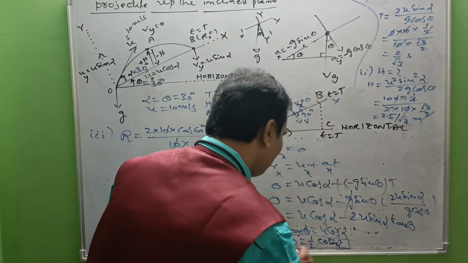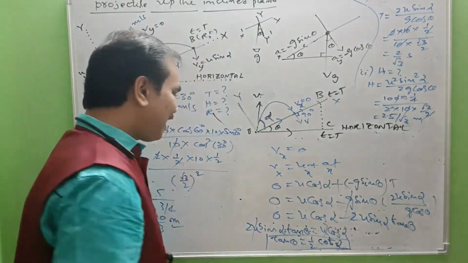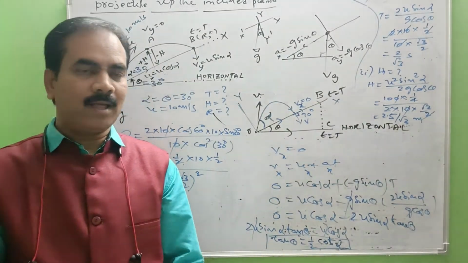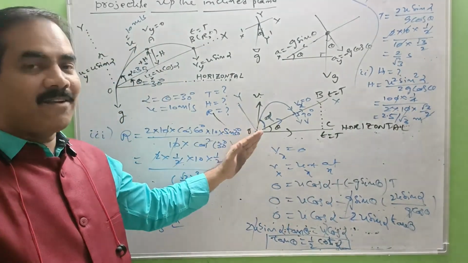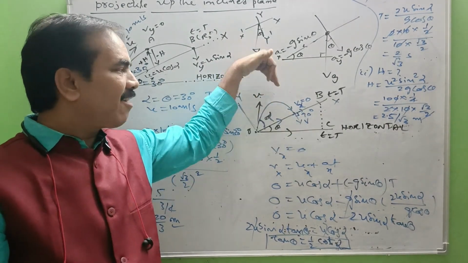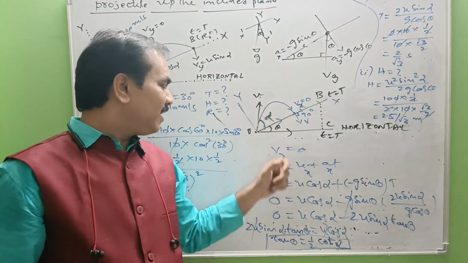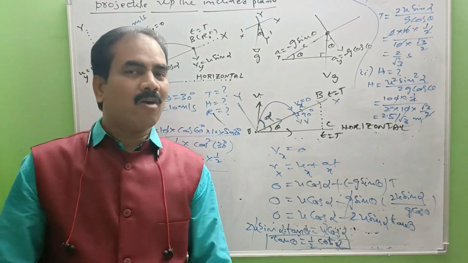Right? So what is the relation here? Tan theta equals 1 by 2 cot alpha, provided the body is projected up the inclined plane. Moreover, if it strikes the incline normally, then the relation between alpha and theta is tan theta equals 1 by 2 cot alpha.